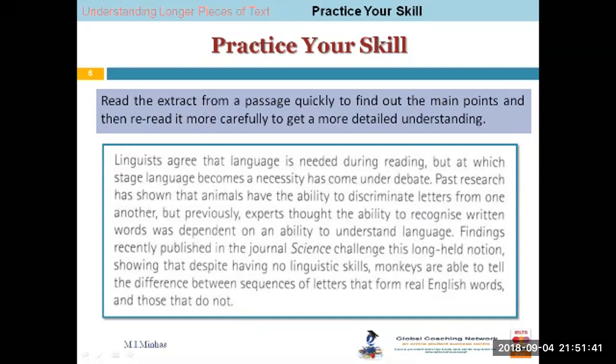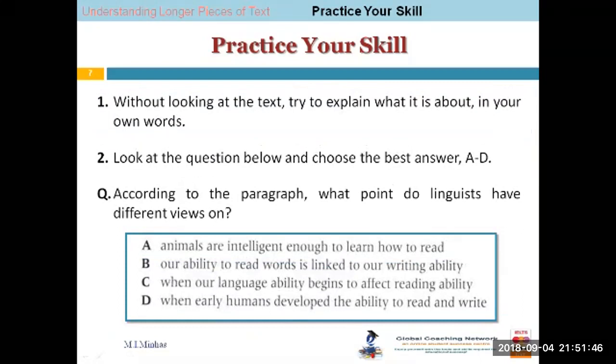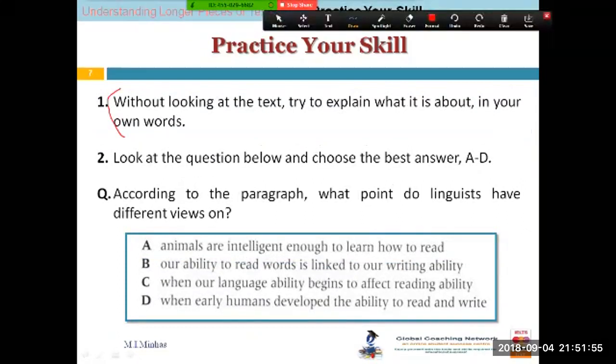Right now, I will not explain it. I want you guys to use your minds to think about it. Without looking at the text, try to explain what it is about. Look at the question below and choose the best answer, A to D. What is the question? According to the paragraph, what point do linguists have different views on? What is your answer? Please tell me.